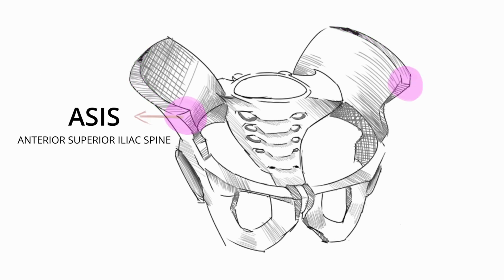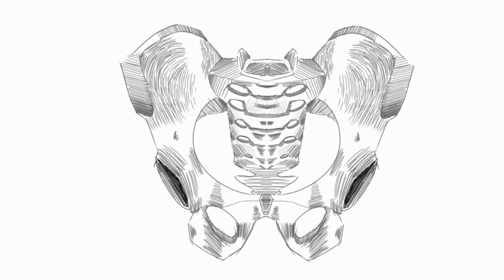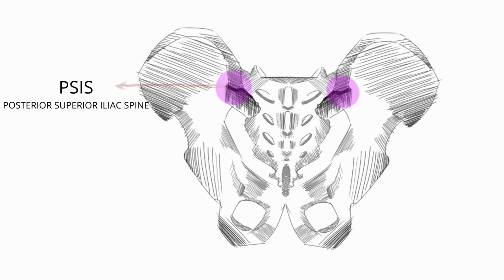The front starting point of the iliac crest is known as the ASIS, or anterior superior iliac spine. From the back, the point where the iliac crest ends is known as the PSIS, or posterior superior iliac spine. Usually the male pelvis has a more angular and pointed structure, while the female is generally more curved and rounded.